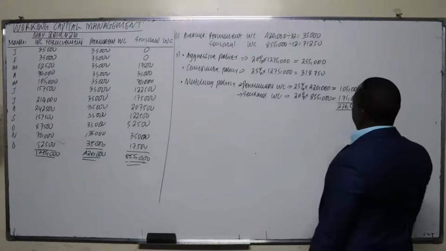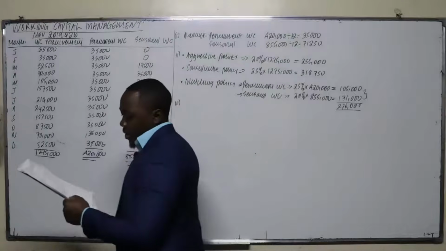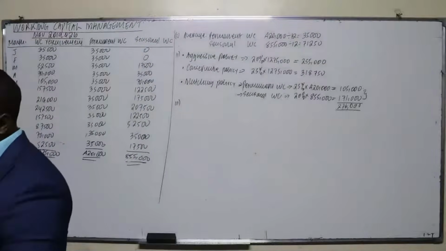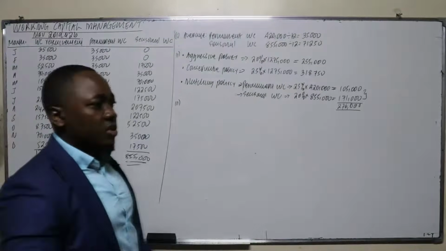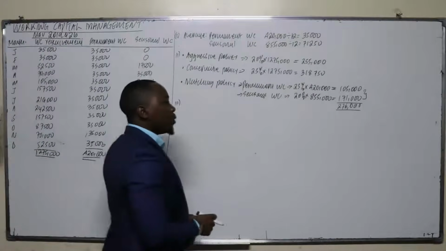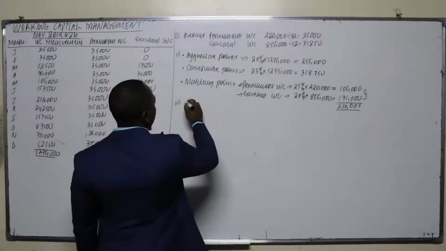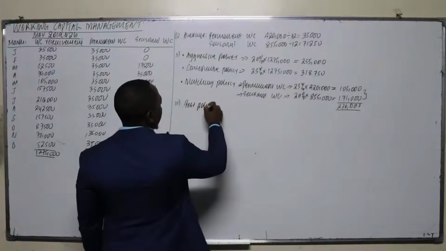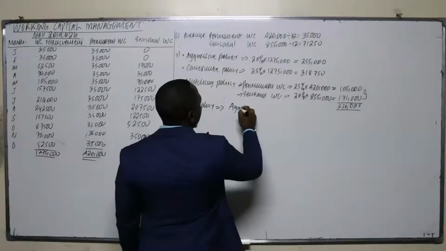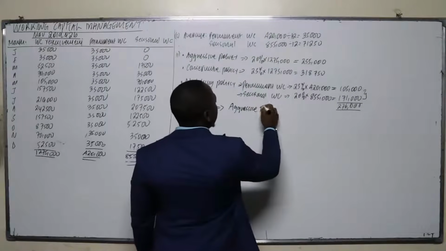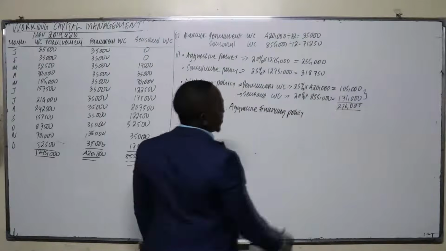Number 3 of the question. Advise the company on the appropriate working capital financing policy. So in this case, when you're advising, remember this one is the cost of finance. In short, it's like the interest. So you take the one with the least cost. Now, which one has the least cost? So use the aggressive financing policy. Good. Can copy.